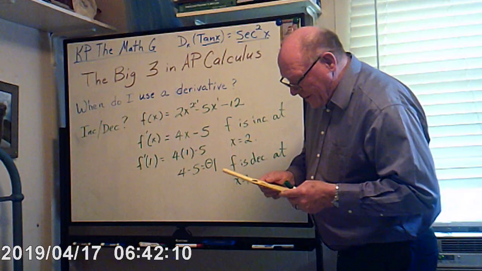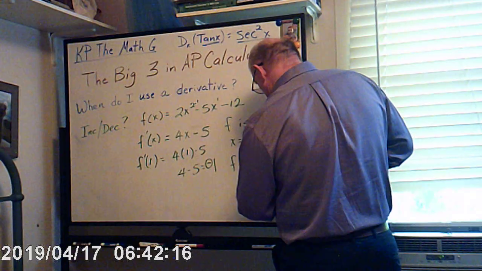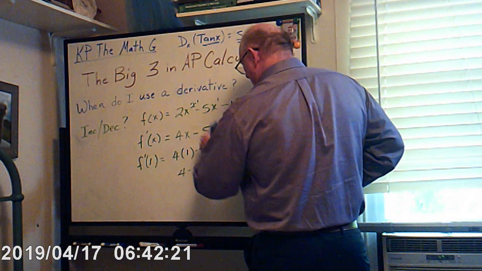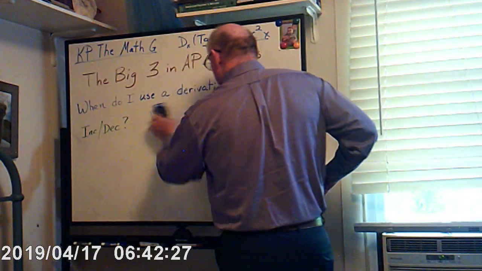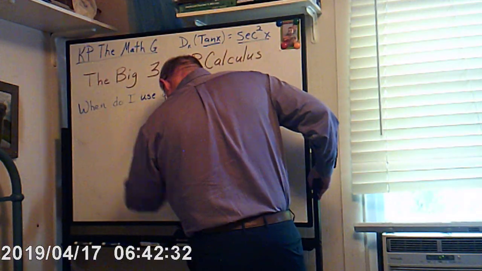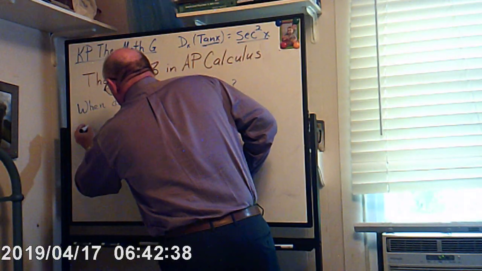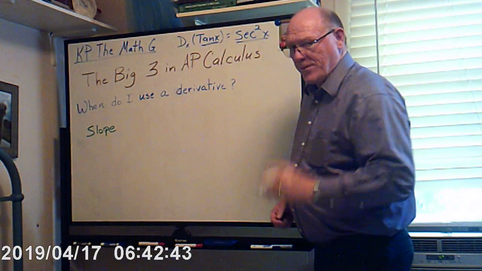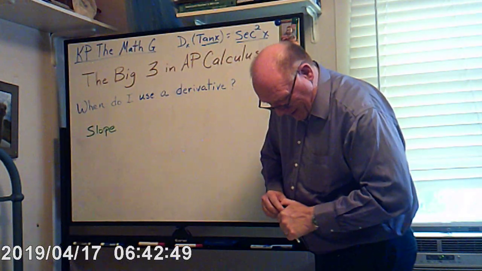real quickly, I want to find the slope of this function here. The slope of this one is represented by 4x minus 5. So another thing is I want to find the slope. Anytime I want to find the slope, I'm going to use the first derivative to find the slope. Alright, so that's one thing I can do.